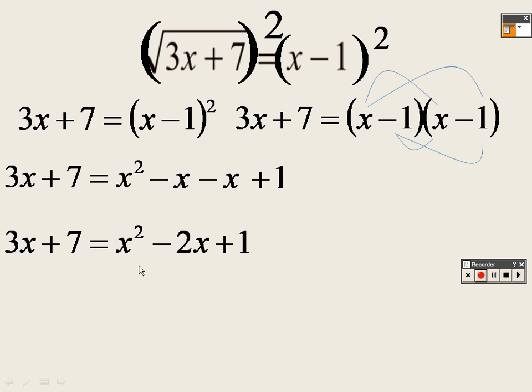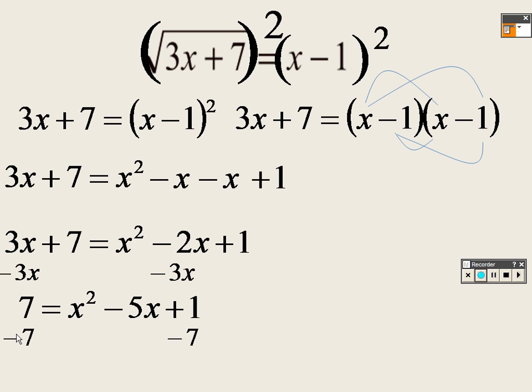I notice a quadratic again, so I'm going to move everything over to this side. So I'm going to minus a 3x. So I get x squared minus 5x plus 1. I still have a 7 over here. Minus 7. So I end up with x squared minus 5x minus 6 equals 0. So I try to factor that.